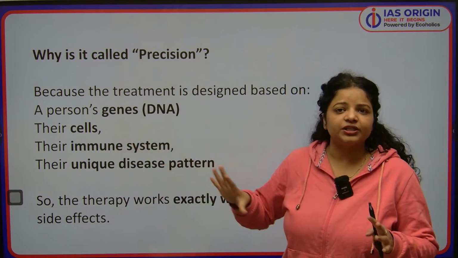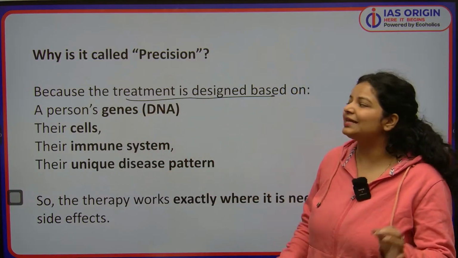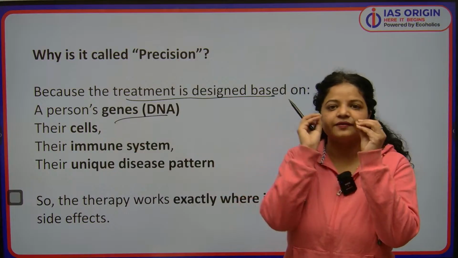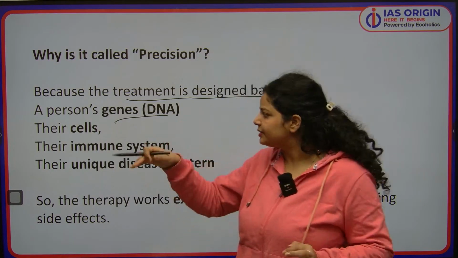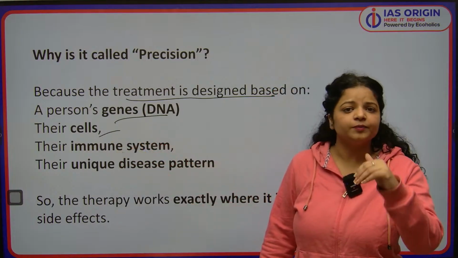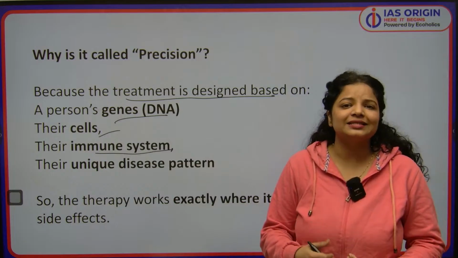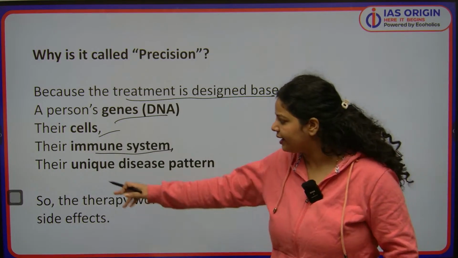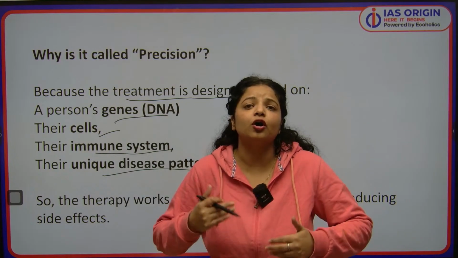Let us see some technical concepts related to the precision. Because the treatment is designed based on a person's genes, if there is a problem in the DNA, definitely they will target the DNA. Second, if the problem is in the cell, they will target the cell. If there is something in the immune system, then definitely they will target there, and it can also trace the unique disease pattern which is going on in the body.